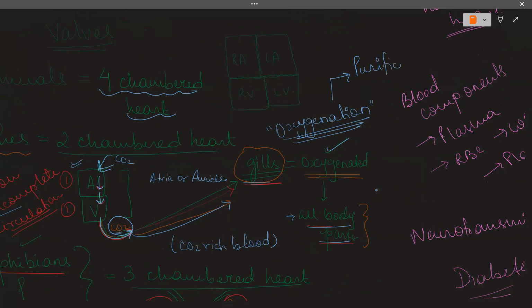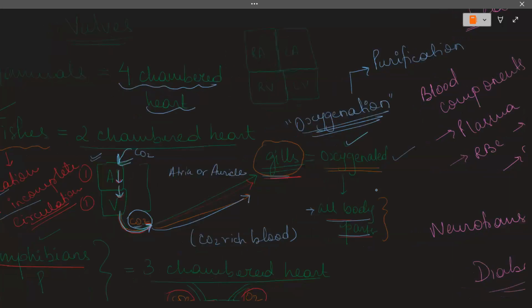See, oxygenation means purification. So when that impure blood, or the CO2 rich blood, comes to the gills, it will get purified, meaning the carbon dioxide will be taken out and the oxygen will be added to the blood. So the blood is taken to the gills for oxygenation and then it is distributed to all body parts.